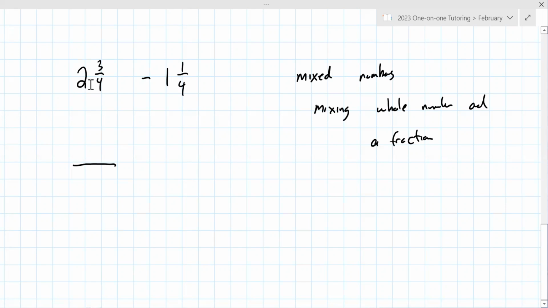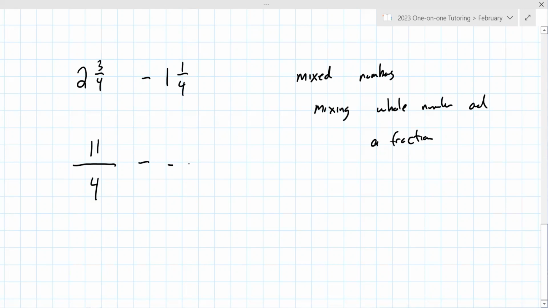Okay, so you as the math student have to be able to convert both of these to improper fractions. You have to be able to take that 4, multiply it by the 2. What is 4 times 2? 4 times 2 is 8. Okay, and then you're going to add the 3 to it. What's 8 plus 3? 11. 11. And then what number goes on the bottom? 4. The 4.